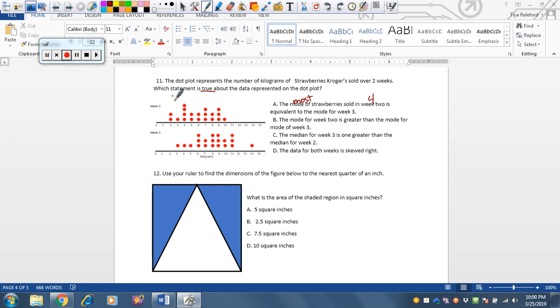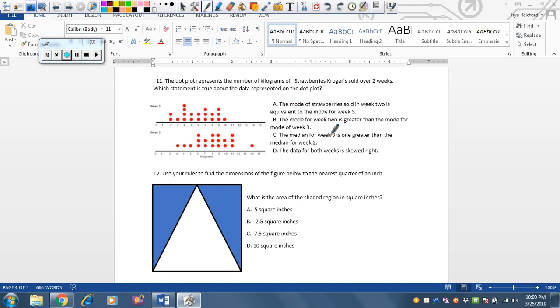The median, that's where you cross them off until you get to the middle. It takes a little bit of time, and it's harder than you think. Like, we think we can cross off dots, and then it's actually really easy to confuse ourselves. So the median for week 2 is 6. The median for week 3, you're going to cross it off back and forth till you figure it out.